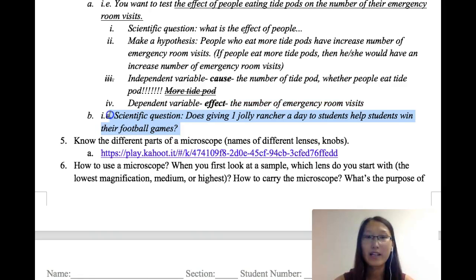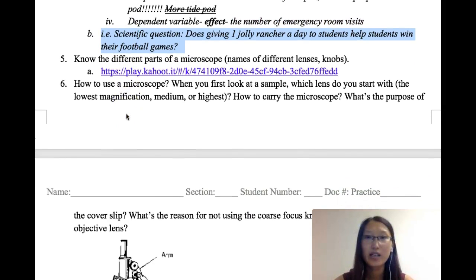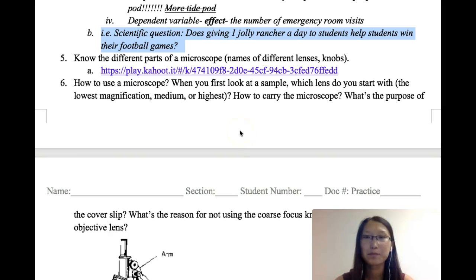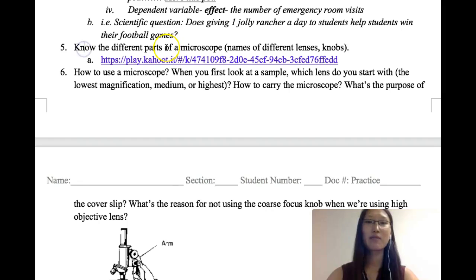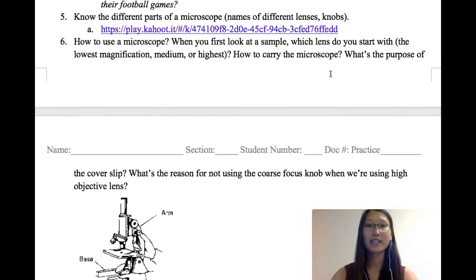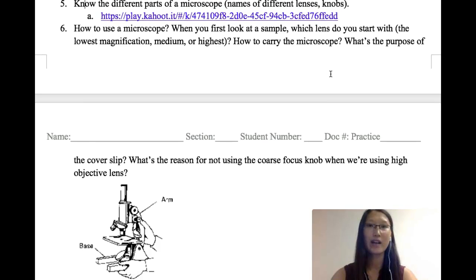Now, the second example you can use as practice, and if you want to send me the answers, you could. Number 5, know the different parts of the microscope. I can't help you memorize it. Just memorize it to the best of your ability. I'm going to post this Kahoot link onto our Veracross calendar, so you can use it as practice at home, with a friend, or even with your parents. See how good you are at remembering the parts of the microscope.